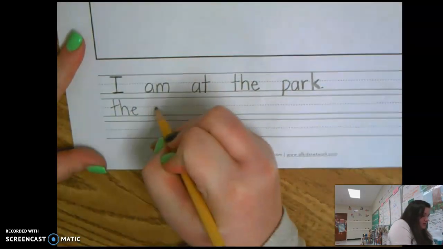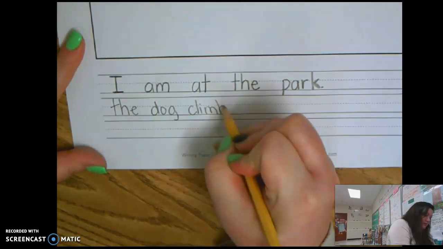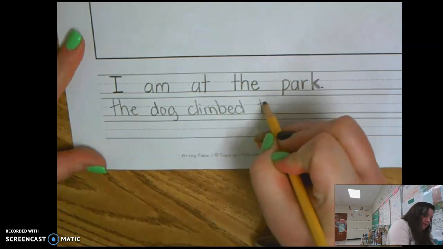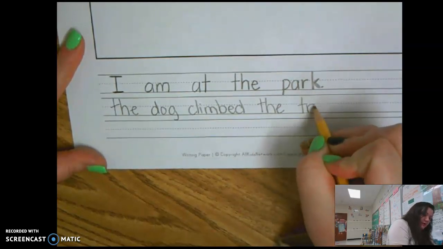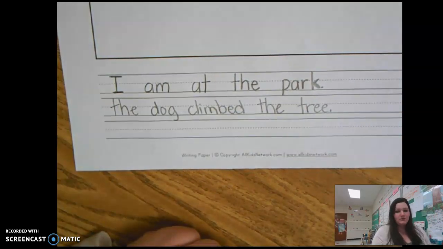The dog climbed the tree. Is this sentence correct? Thumbs up or thumbs down? Thumbs down. This sentence is not correct. Why?